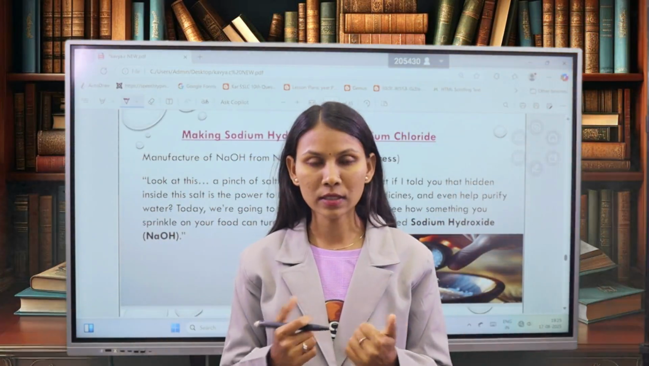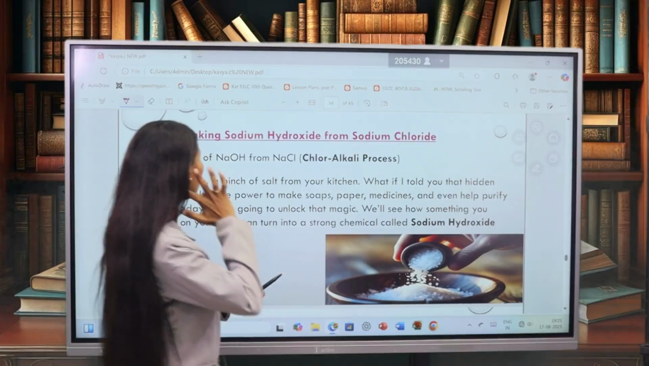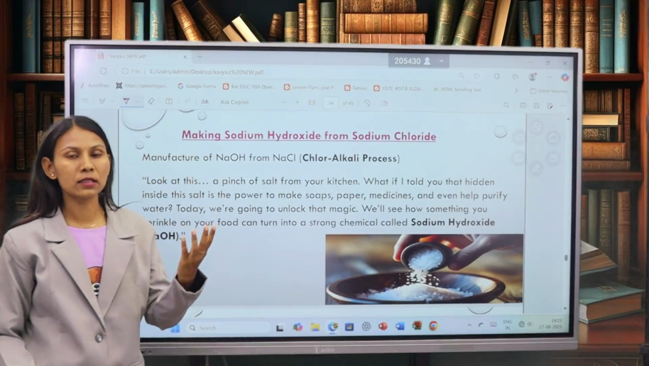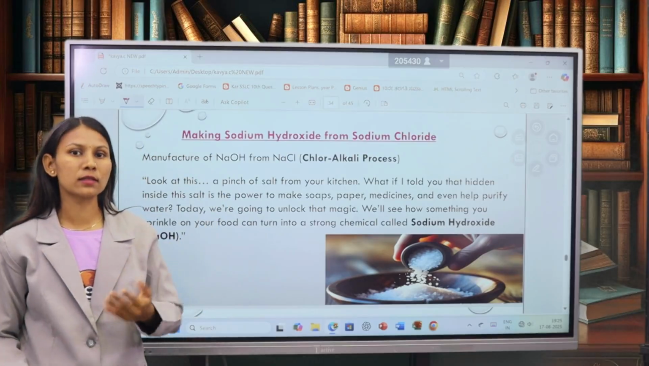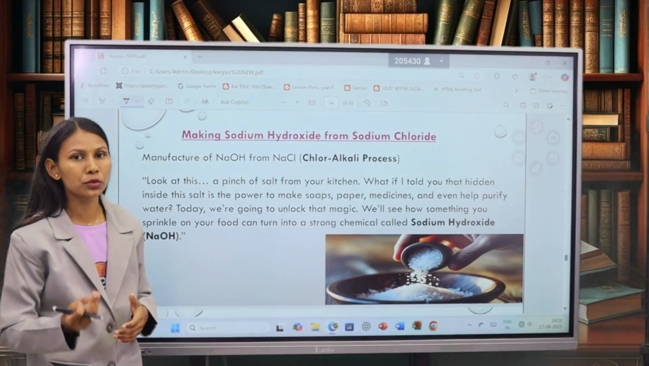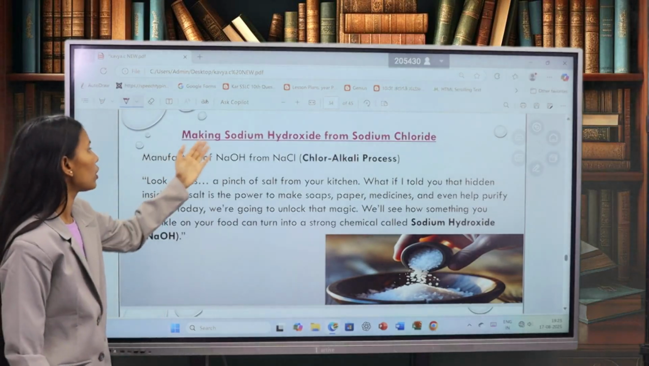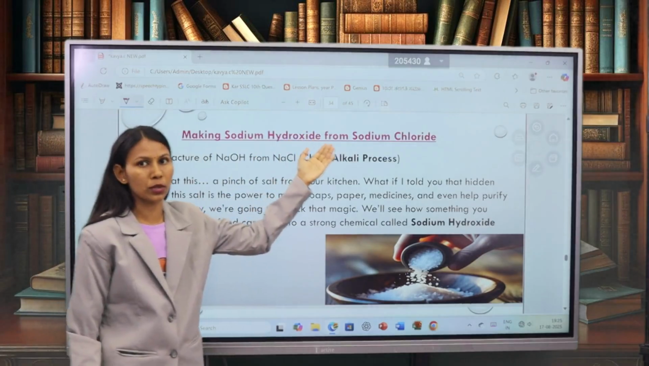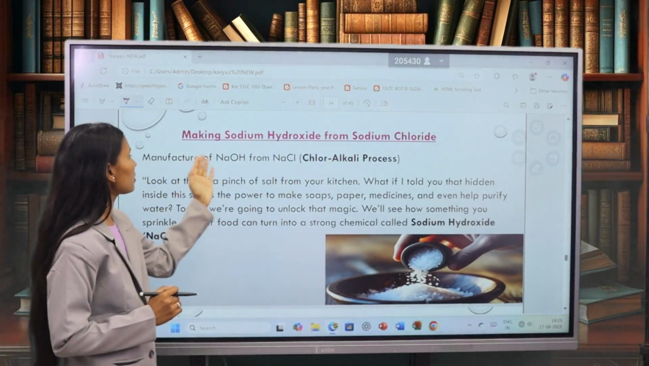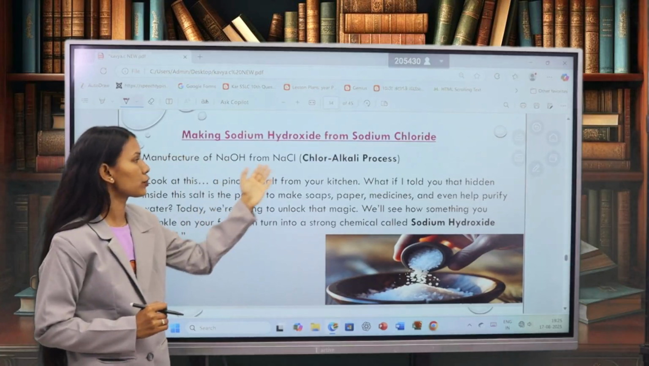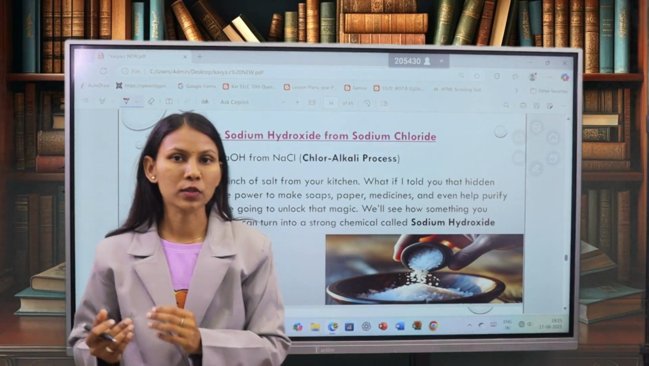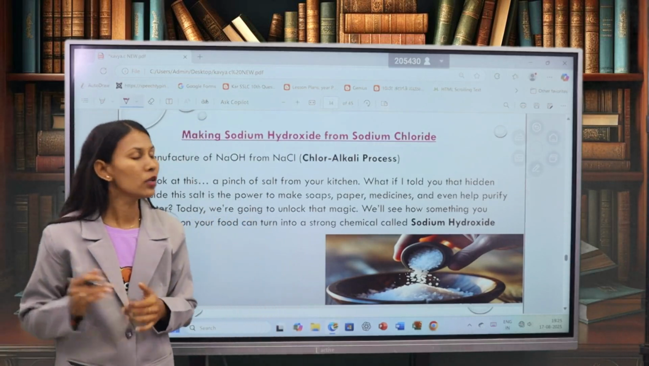So let's start, children. In today's session, we'll be learning how to make different types of materials with the help of sodium chloride, that is common salt. Our first material is the making of sodium hydroxide from sodium chloride. So let us see the process. To manufacture NaOH from NaCl is done through the chlor-alkali process. So it is named the chlor-alkali process.